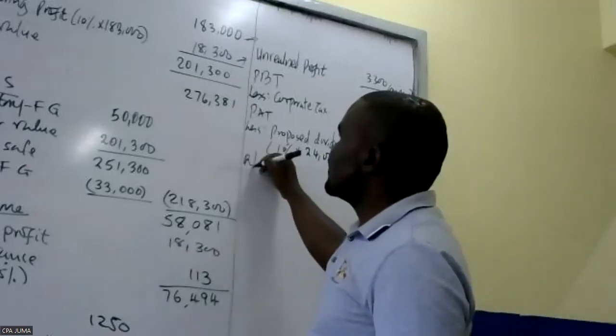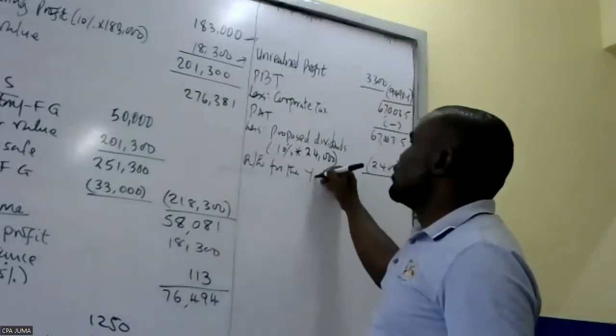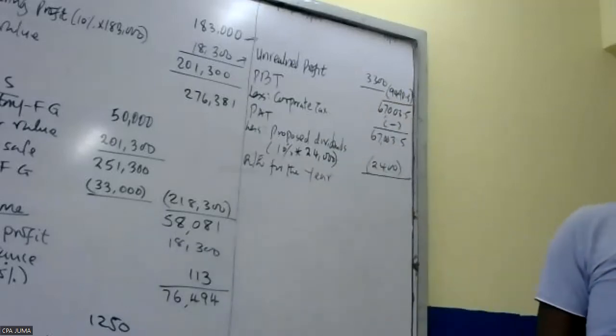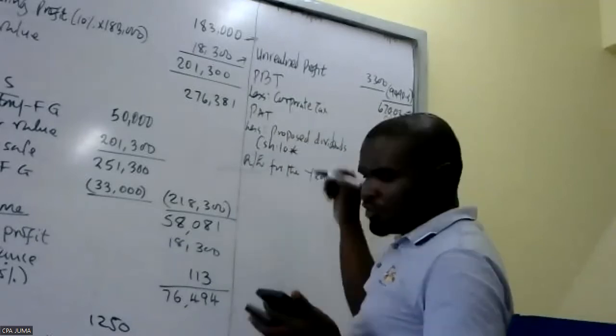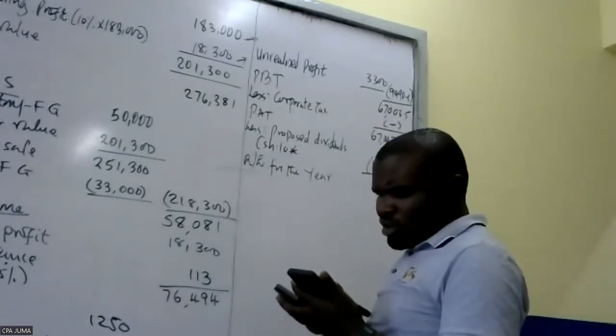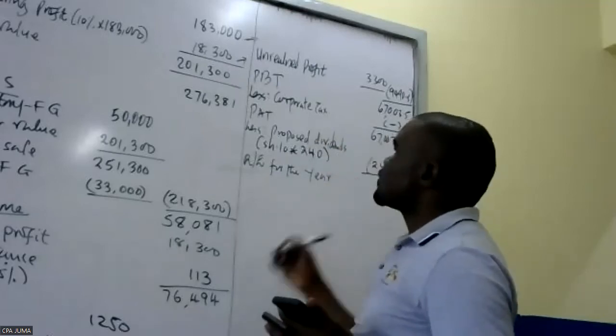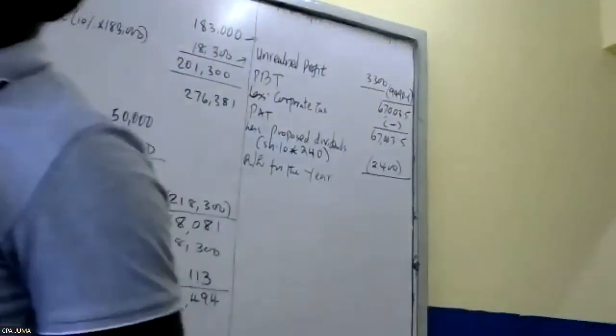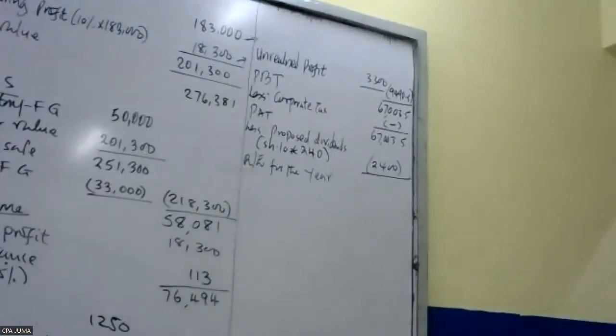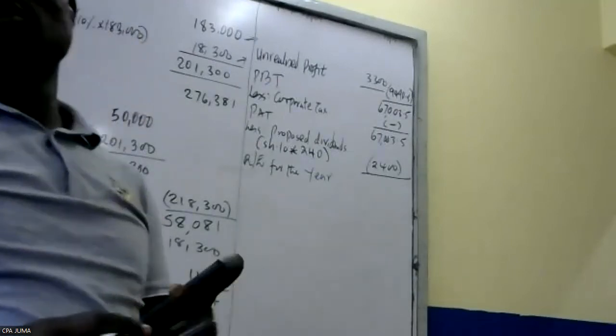Therefore, retained earnings for the year. Retained earnings is the profit after dividends. 10% of 10 shillings per issued share. So 10 shillings times the number of shares, 240,000 ordinary shares. You know, the first item in the trial balance. So you check the number of shares.